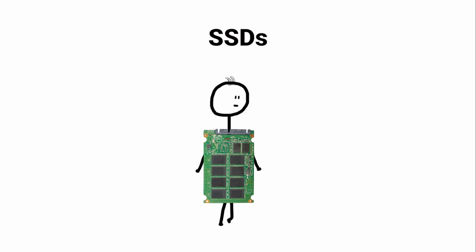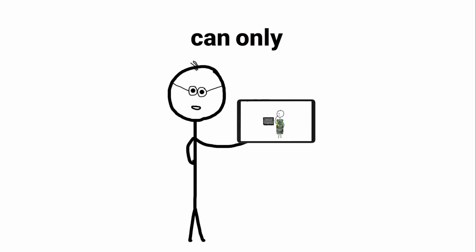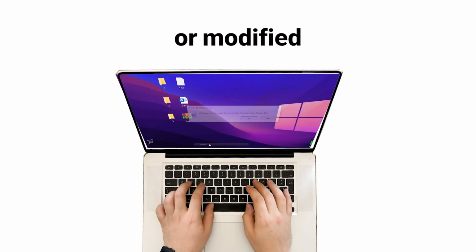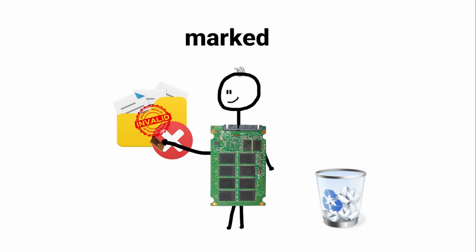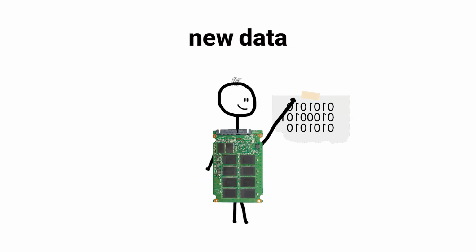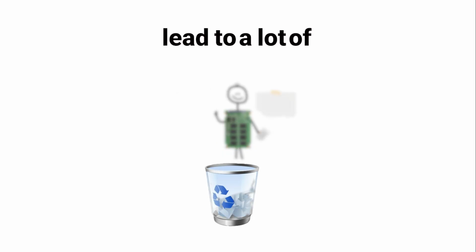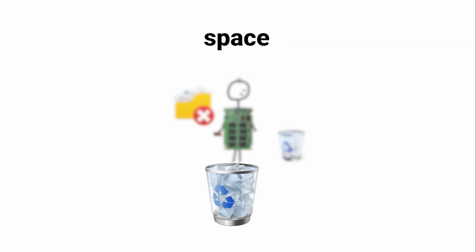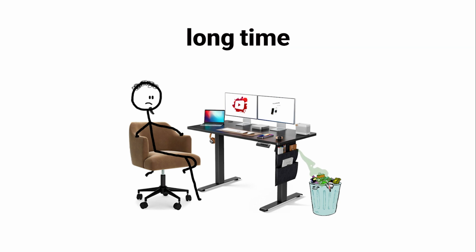Another trick SSDs employ is called garbage collection. Remember how SSDs can only write to empty pages? Well, when a file is deleted or modified, the old data isn't immediately erased. It's simply marked as invalid, and the new data is written to a different page. Over time, this can lead to a lot of garbage data taking up space on the drive. Kinda like that trash can in your room that I bet you haven't cleaned out in a long time because you're too busy watching these great videos.